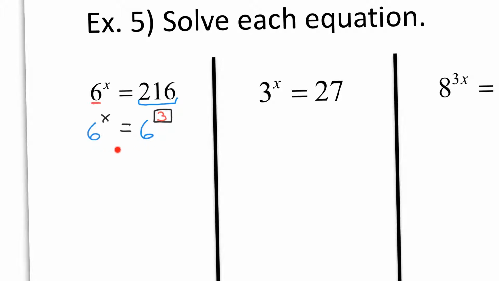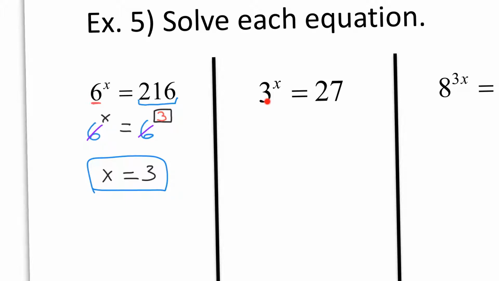So now look at the bases. They're equal. So once they're equal, you can cross the bases out and you keep the exponents. You bring down the x equals, and you bring down the 3. X is by itself, so we don't have to solve for it, it's already solved for x. So my answer is x equals 3. That's how you solve.